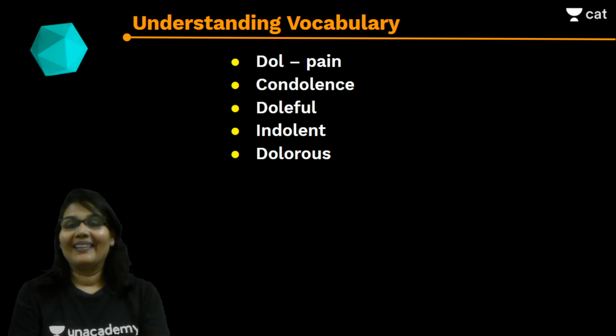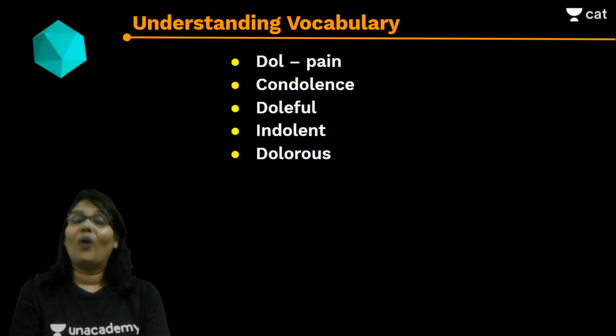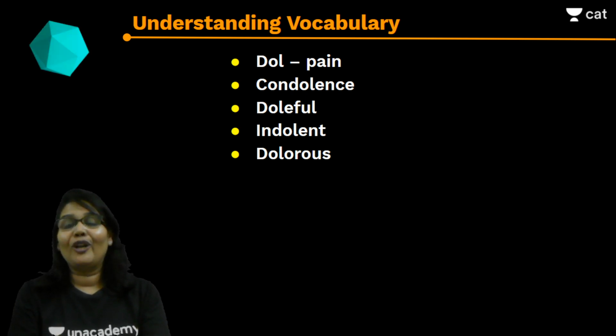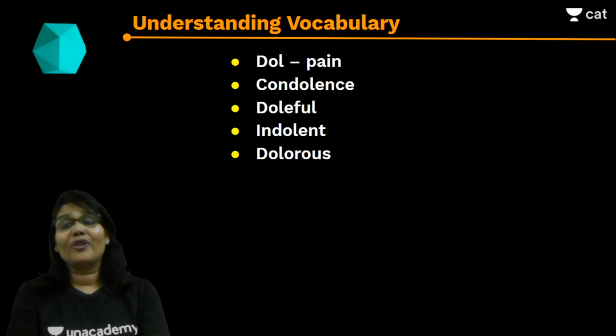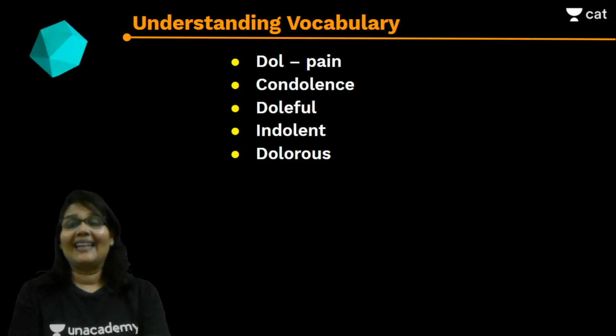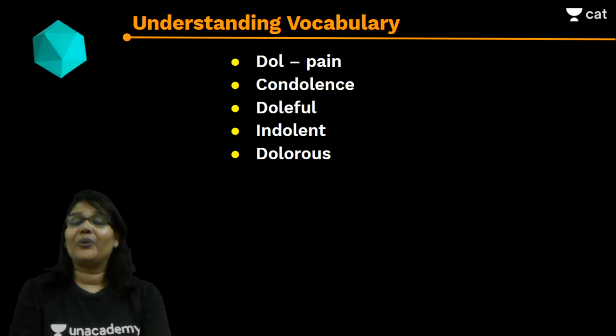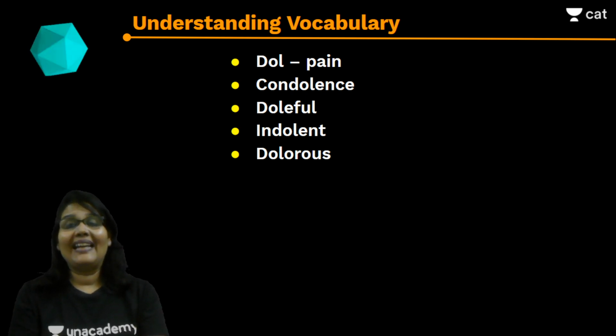So that is the connection with pain. Then you have the word dolorous. Dolorous also means sorrowful or mournful. Again, connected to being sad, and a person is sad. When a person is sad, there's a lot of pain involved, right? So that is the connection. Please go through these words. Let me know if you have any doubts.